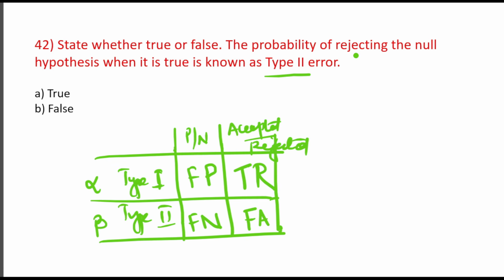The probability of rejecting the null hypothesis when it is true is known as type 2 error. So is this a true statement or a false statement? Okay, the probability of rejecting the null hypothesis, that is, it is over here, when it is true is known as type 2 error. Is it true or false? So it should have been type 1 error, but they have asked it as type 2 error. So therefore the answer for this question is false. But if they had given it as type 1 error, then the option would have been true.